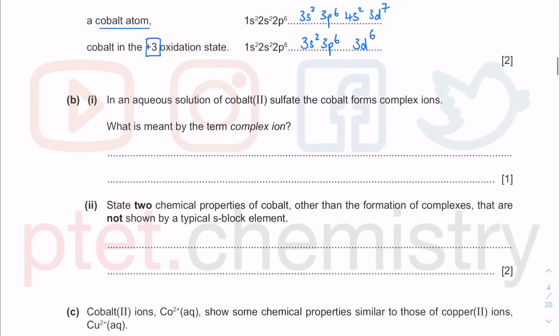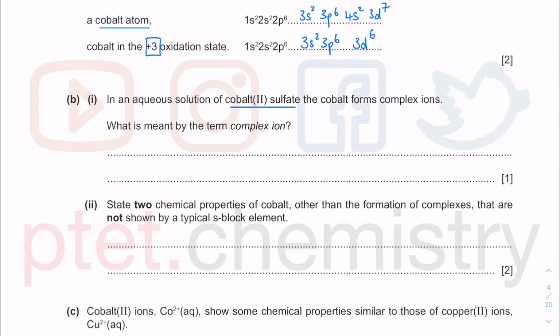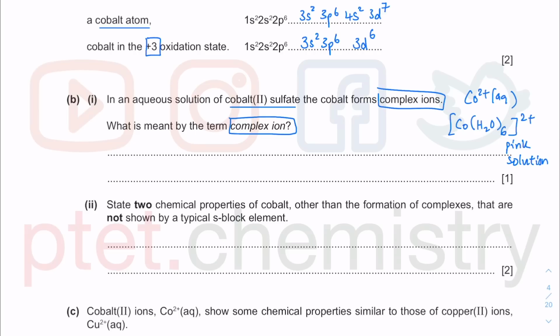In an aqueous solution of cobalt(II) sulfate, the cobalt forms complex ions. So what you get is Co2+ aqueous. This complex ion is Co2+ surrounded by 6 water molecules. This is a pink solution. As part of the case study, you must know all the color changes. Next, the definition of a complex ion.